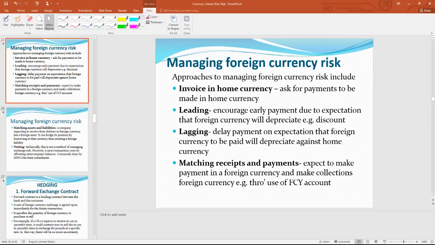You can do leading, or lagging, which is delaying. In case the Kenya economy is doing poorly right now, don't pay right now. If there's a chance that it might improve, then pay after it improves, or buy the dollars upon it improving. Another way is simply matching the receipts and payments.